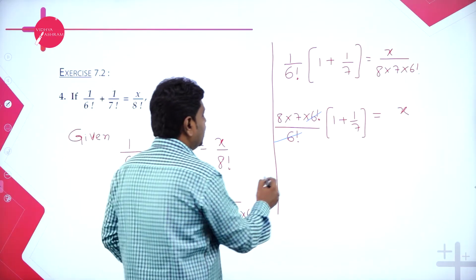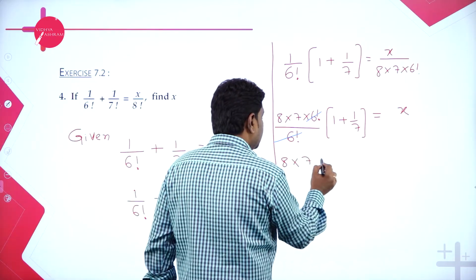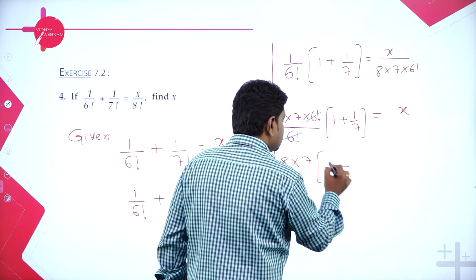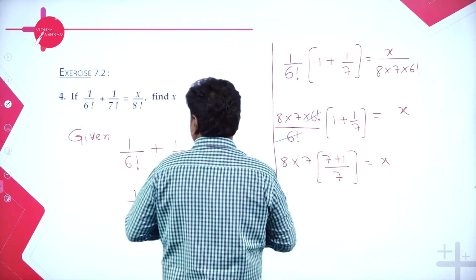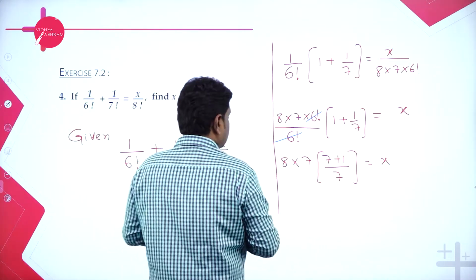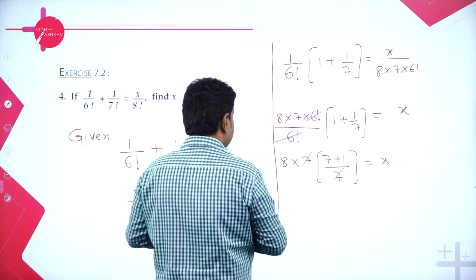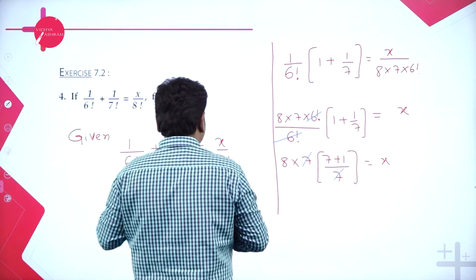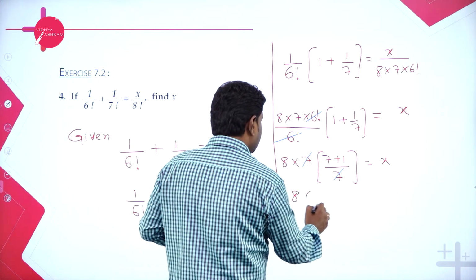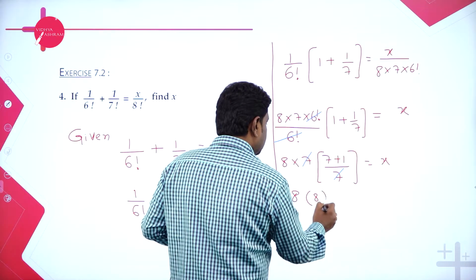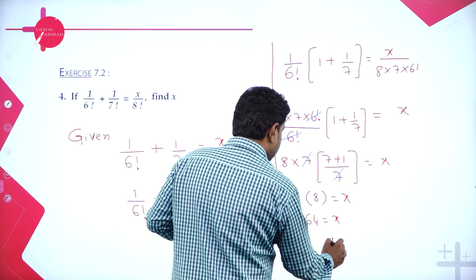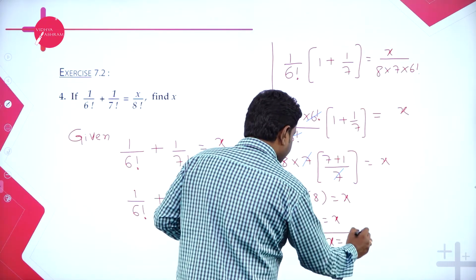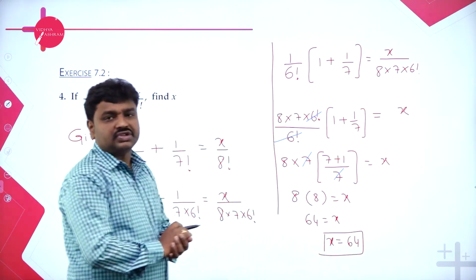So now 8 into 7 into, LCM is 7, 7 plus 1 is equal to x. Again I can cancel 7. 7 and 7 I'll cancel. So whatever is left out will simplify. 8 into, 7 plus 1 is 8, is x. So 64 is x. That is x is equal to what? 64. I hope all of you understood this.